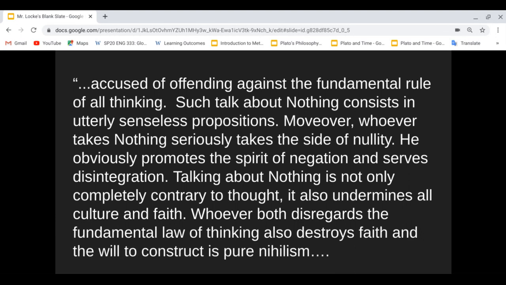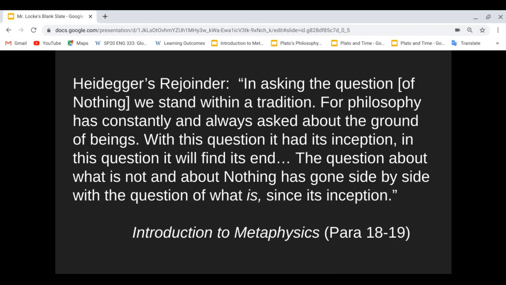Okay, now note here he's being ironic, of course. Such talk about nothing consists in utterly senseless propositions. Moreover, whoever takes nothing seriously takes the side of nullity. Perhaps he's a nihilist. He obviously promotes the spirit of negation and serves disintegration. Talking about nothing is not only completely contrary to thought, it also undermines all culture and faith. Whoever disregards the fundamental law of thinking also destroys faith, and the will to construct is pure nihilism.